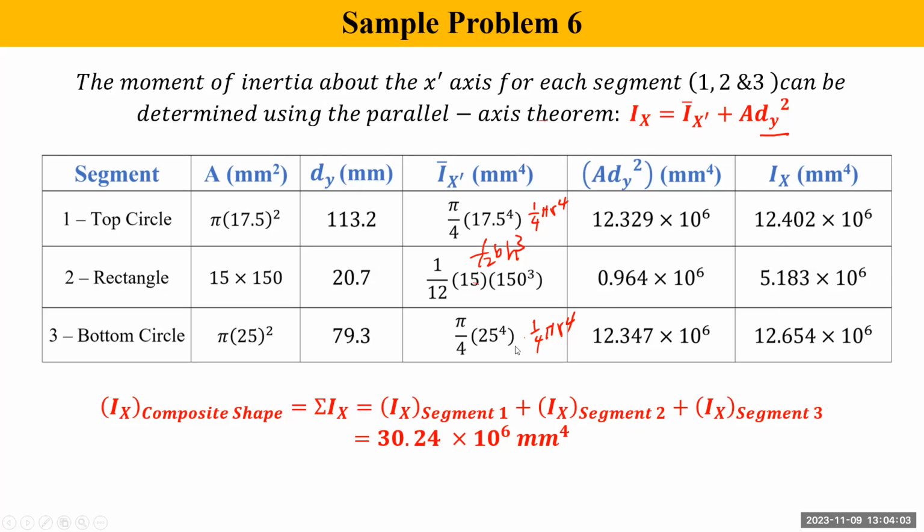And all you're simply going to do is sum all of the segment inertias. So inertia 1, inertia 2, inertia 3, and you get 30.24 times 10 to the 6 millimeters to the 4th. All right. Any question? Good to go?